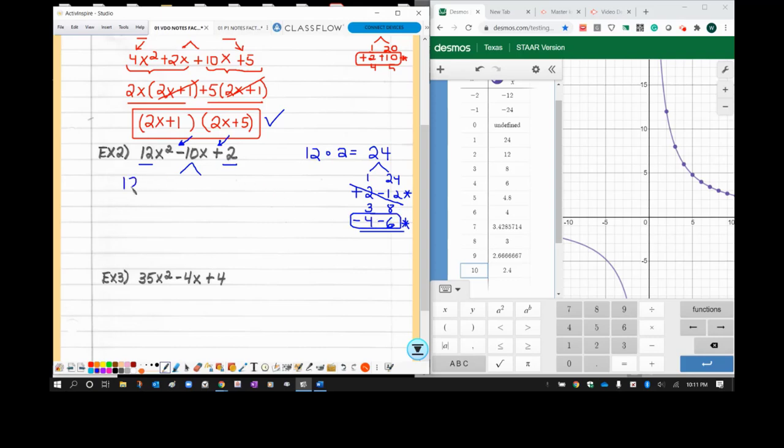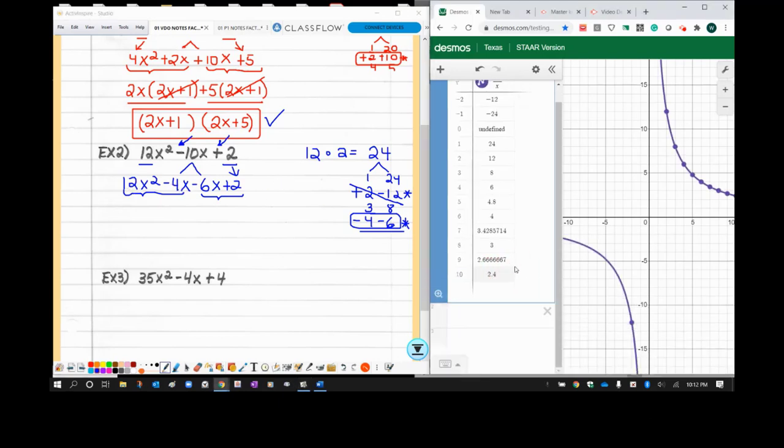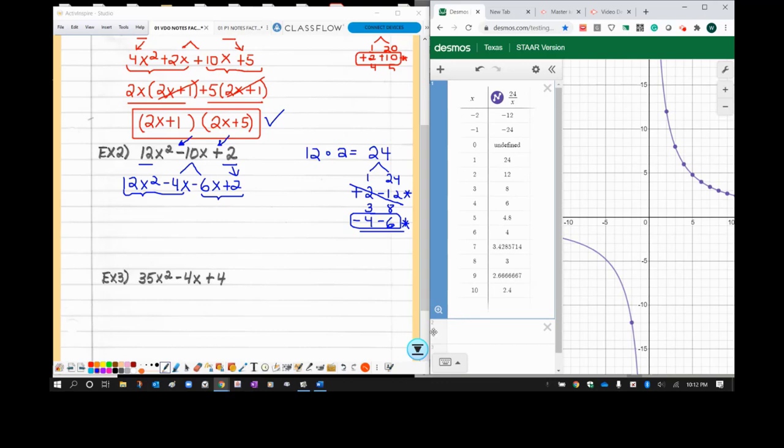So I'm going to come over here and write 12x squared minus 4x minus 6x, and we're going to bring down the 2. So now we're going to compare the numbers. In the first pair, I have 12 and 4. So let's come over here to the calculator and use our function GCD.